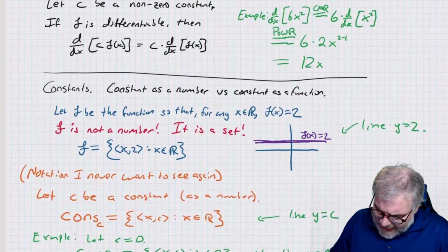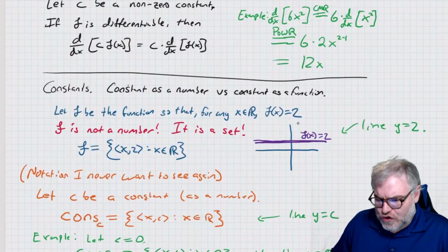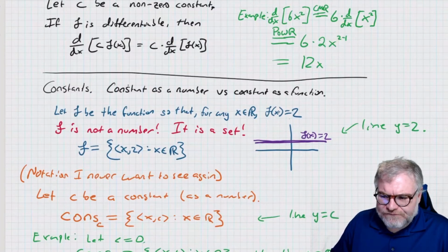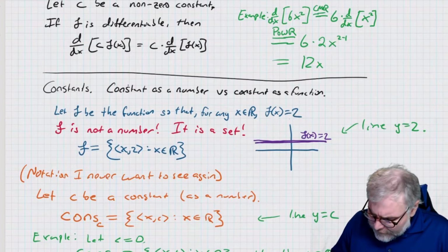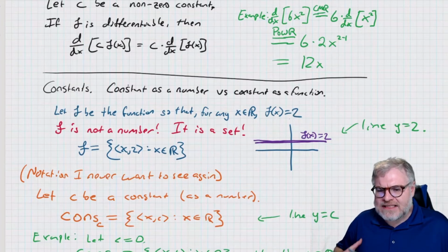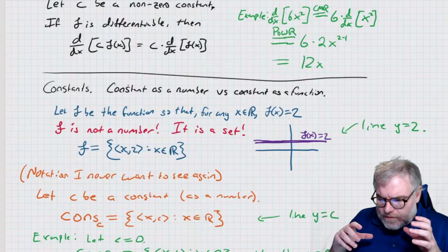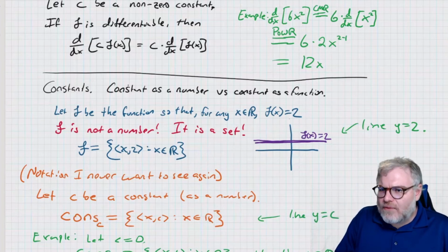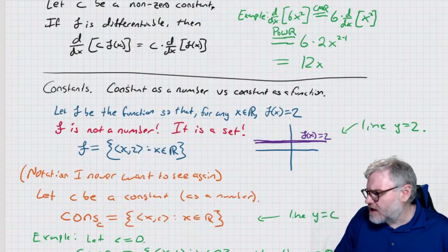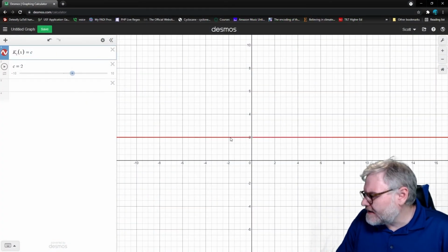But here, when I have f as the function so that for any x, f of x equals 2, 2 is actually the function 2. f itself is not a number, it's a set. It's the set of x comma 2. It's the line y equals 2. When I graph this function, I actually have a function, correct? So, right, it's not just 2.